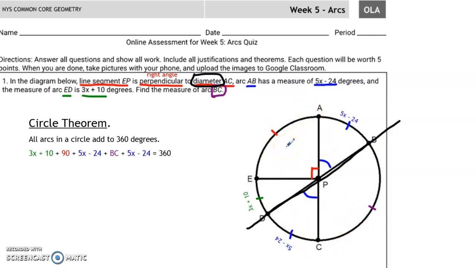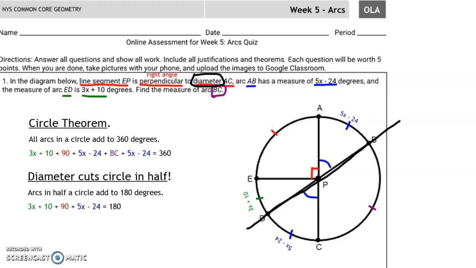This is a special application of the circle theorem, which should make sense to you because the diameter cuts the circle in half. Alright, hopefully I am able to highlight this a little bit to make this easier for you to see. I'm telling you that the diameter cuts the circle in half, which means that all of the arcs on this half of the circle are going to be equal to 180 degrees.